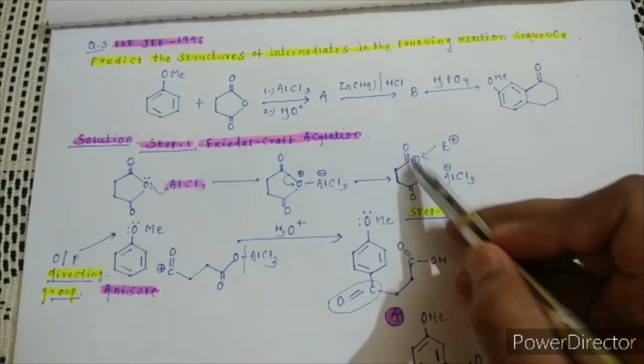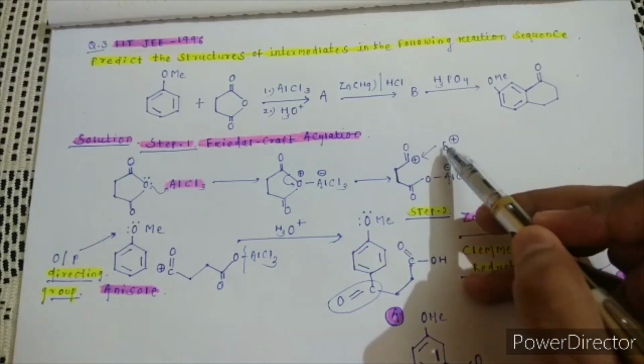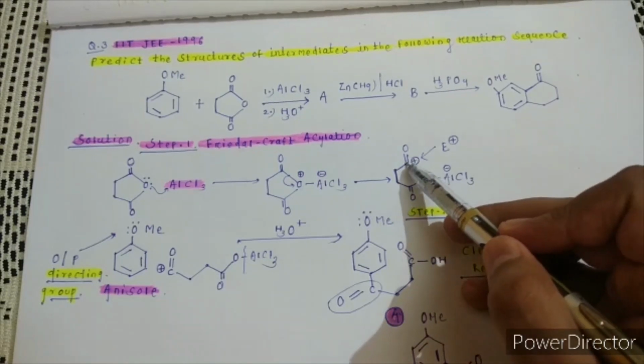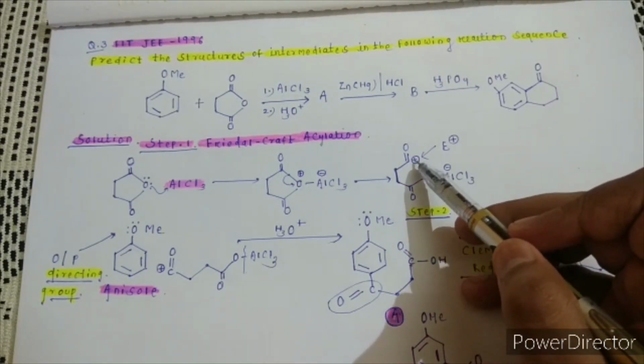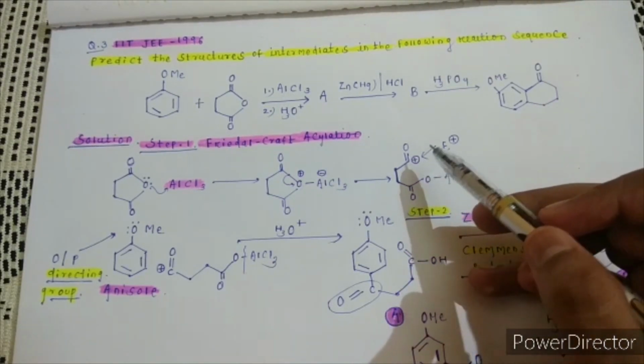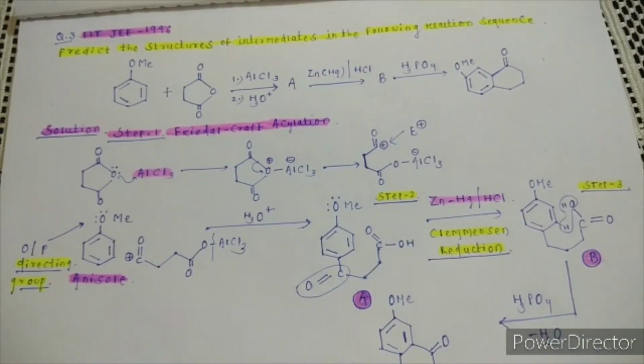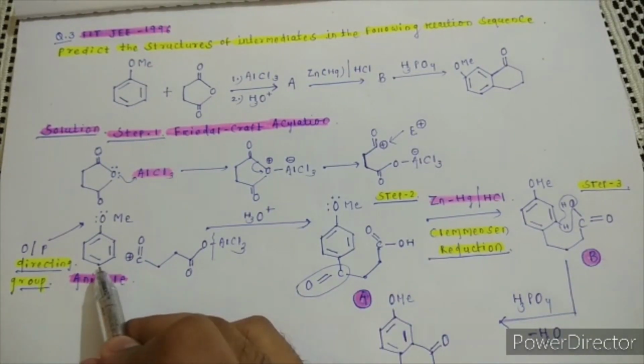So this is CO plus species. This carbonyl group, this CO plus, acts as what? It acts as the electrophile. Now next, the electrophile will attack the para position.